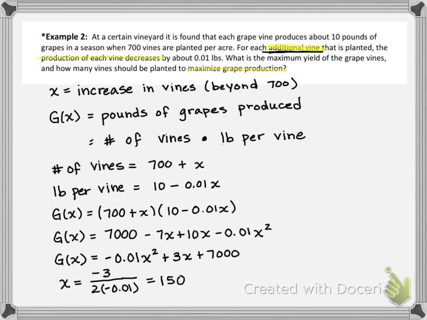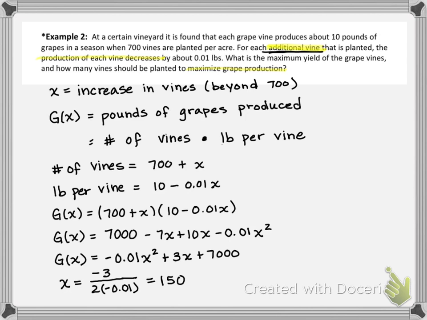So before we do that, let's think about what x is in terms of the grapes. Is x the maximum yield? Isn't it the maximum number of vines? Closer. What is x? It's the increase in vines, right? You're on 700. So how many more vines we can have after? So 850 vines is going to maximize my yield, right? So that's one thing we have to be careful of.